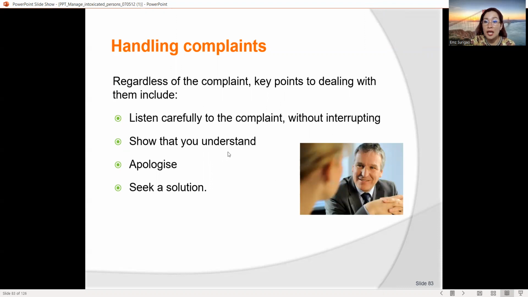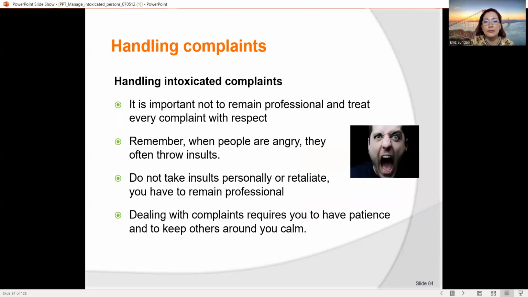Regardless of the complaint, key points to dealing with them include, first, listen carefully to the complaint without interrupting. They don't want to be interrupted because they're not in their right state of mind. Show that you understand. Apologize and seek a solution. When handling intoxicated complaints, it is important to remain professional and treat every client or complaint with respect.